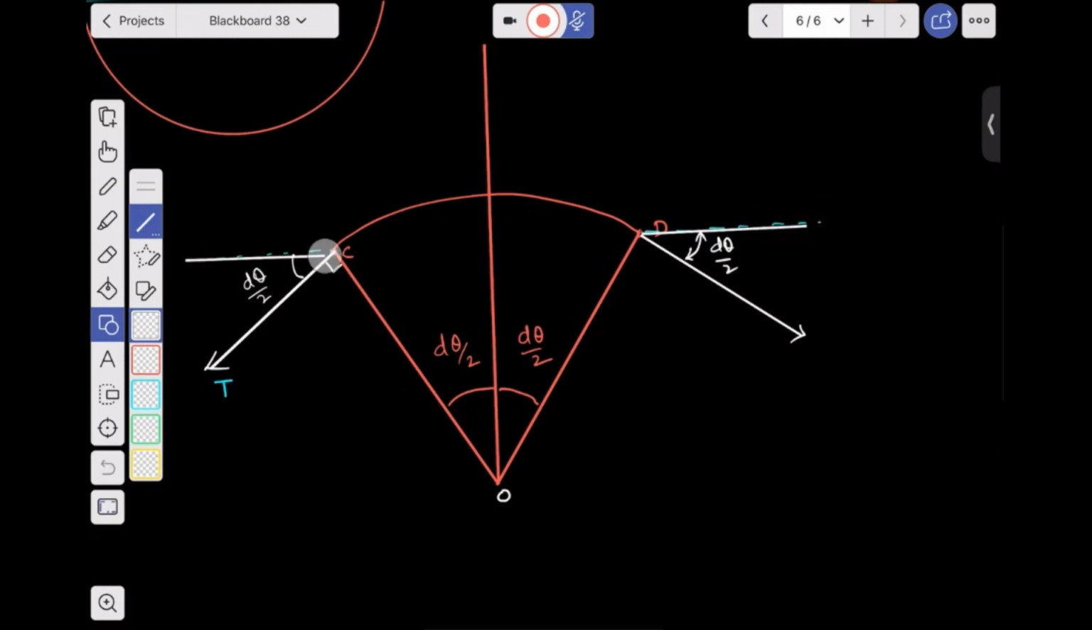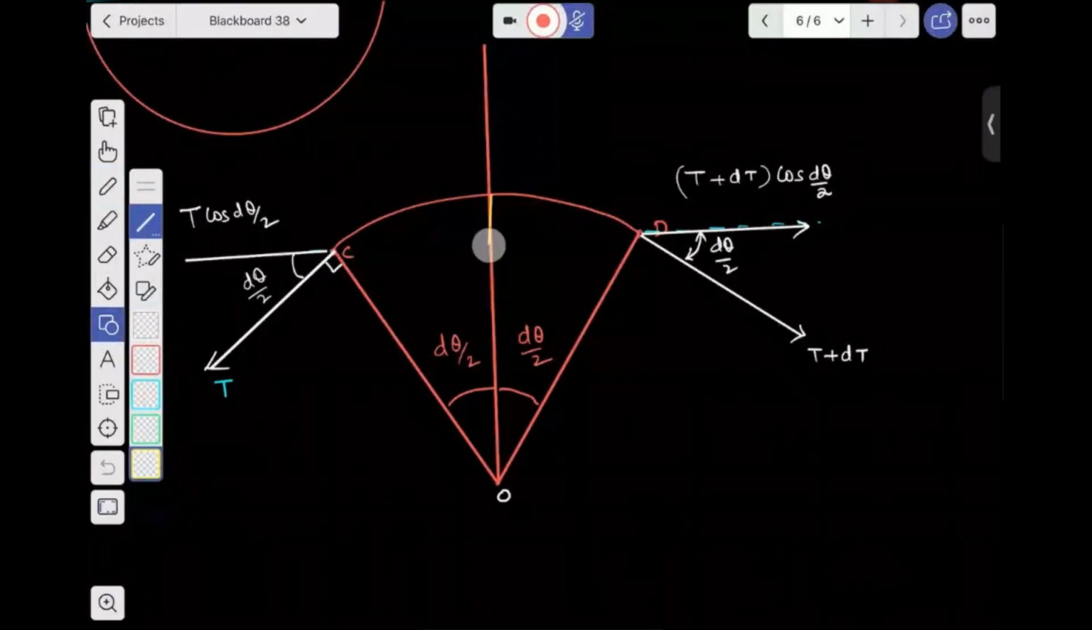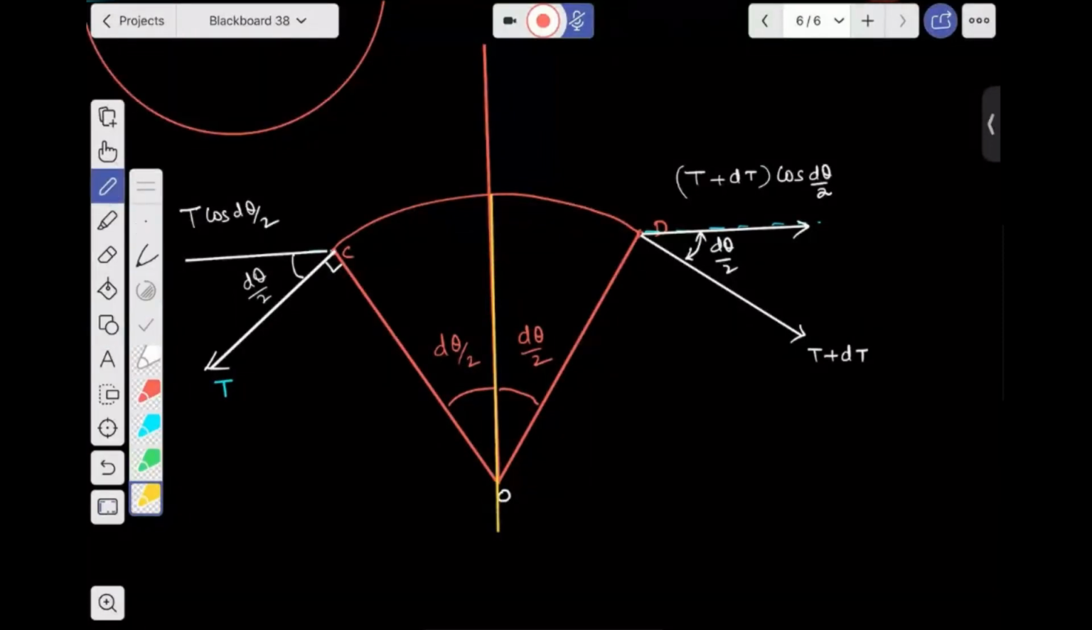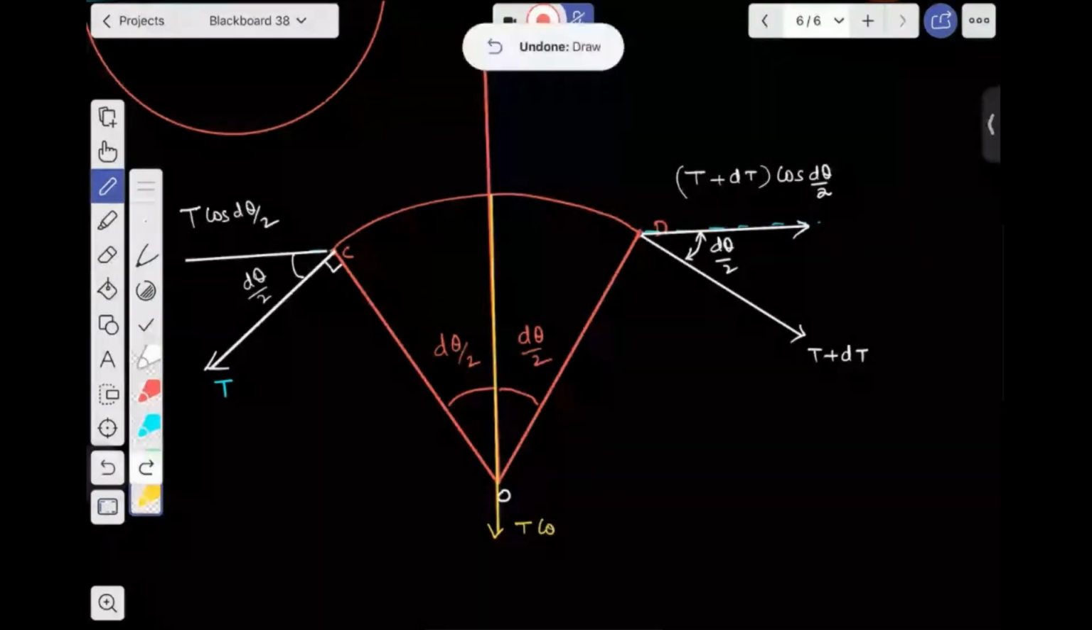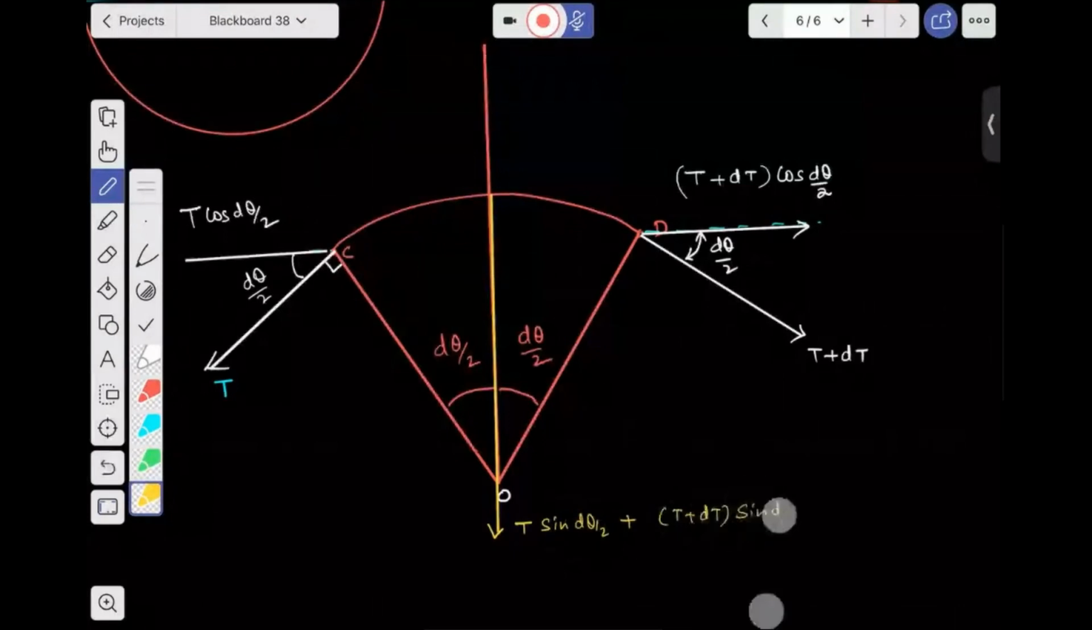If I take the components of the tension forces, at D the tension is T plus dT. So I will have T cos d theta by 2 on this side, and here we have T plus dT into cos d theta by 2. And inwards we are going to have the components of T, which will be T sin d theta by 2, and the other one will be T plus dT into sin d theta by 2.